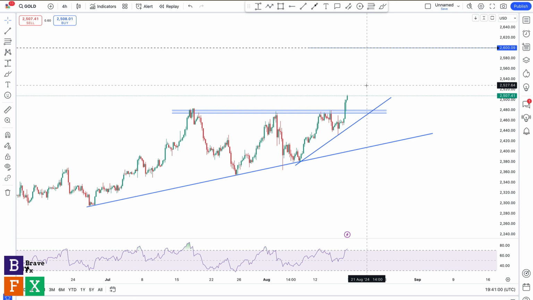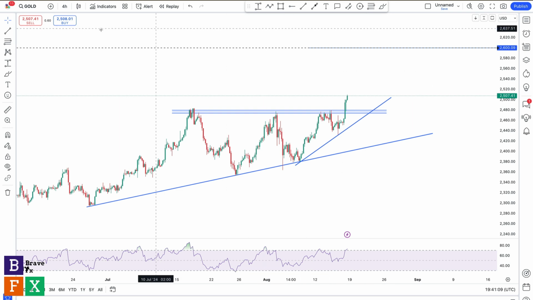You dare not try to short this market right now. Don't go short. That's my recommended advice. There's no reason for you to go short. All you should do right now is look for opportunities to go long.